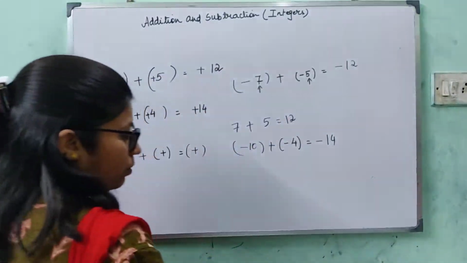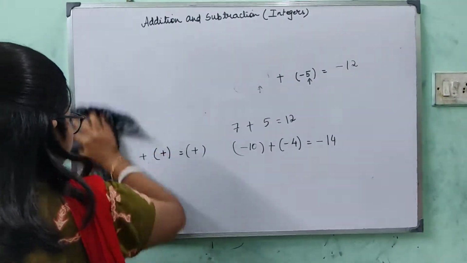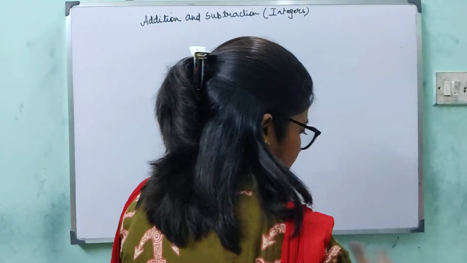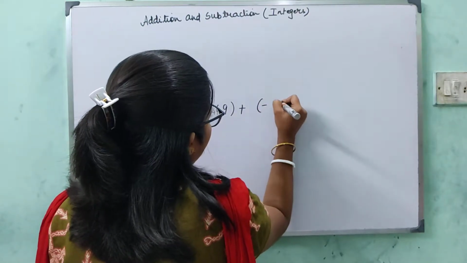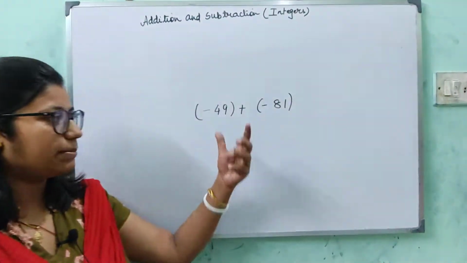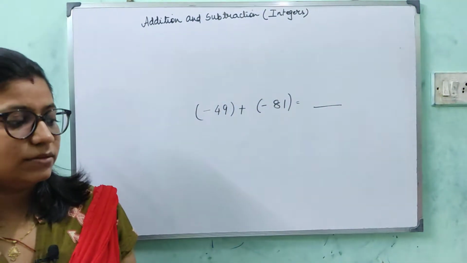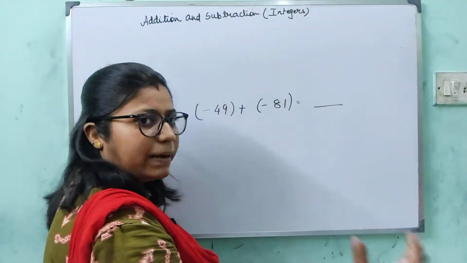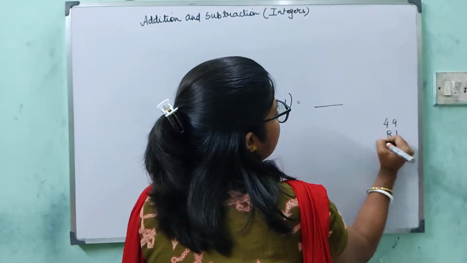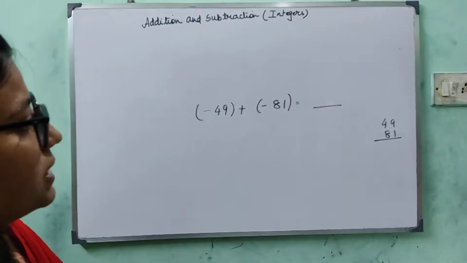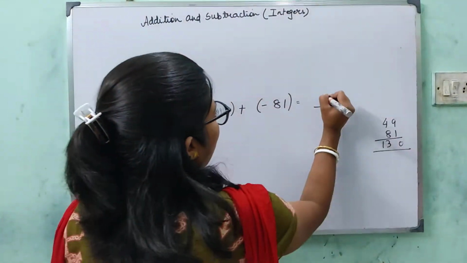Alright. Once again, a little more on this, more examples on this. Let's add minus 49 plus minus 81. If I say add these two, take some time. I am giving you this time. Take 5 seconds and think of this. I think by now you have got the answer. So yes, so first you add the two numbers without the sign. That is 49 plus 81. 130. So this is 130.